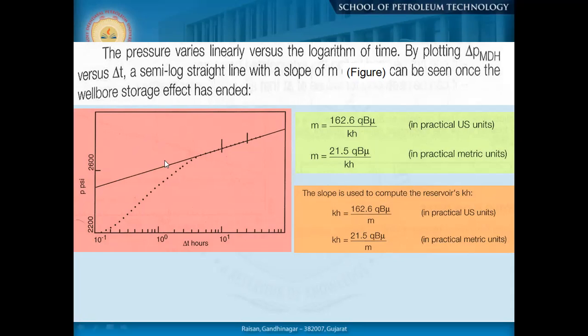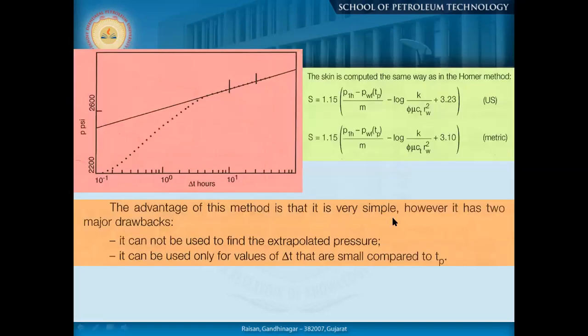Okay, so by using the straight line slope, we get our KH, that means the reservoir KH, and by using that KH in this formulation, we get the skin. Okay, so the advantage of this method is that it is very simple. However, it has two major drawbacks. It cannot be used to find the extrapolated pressure.